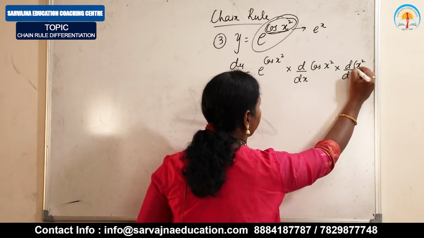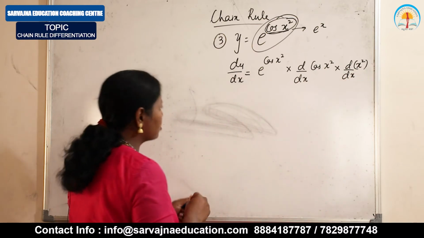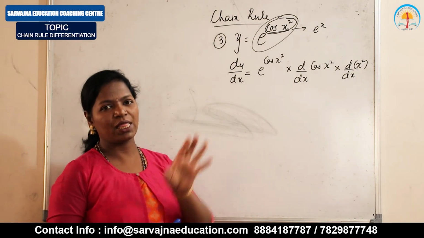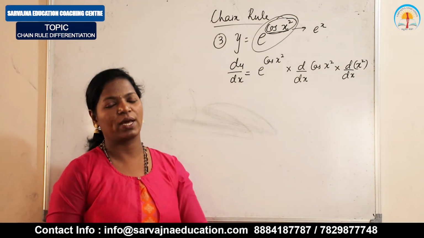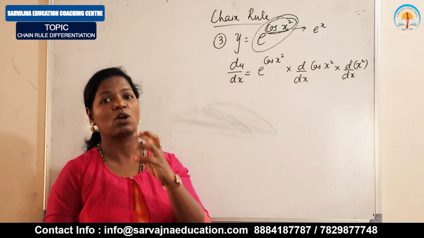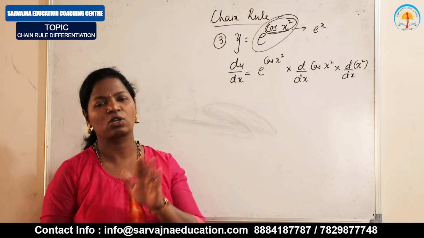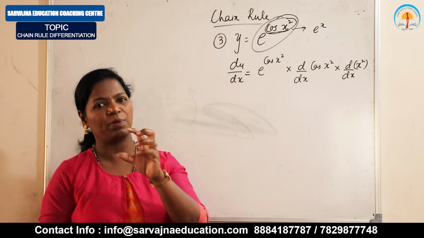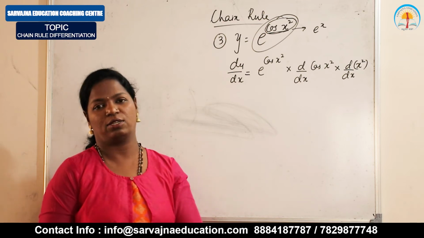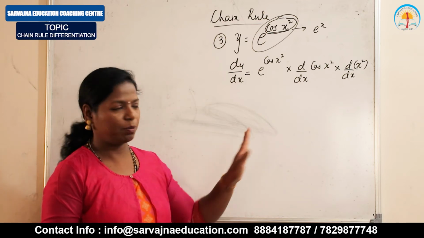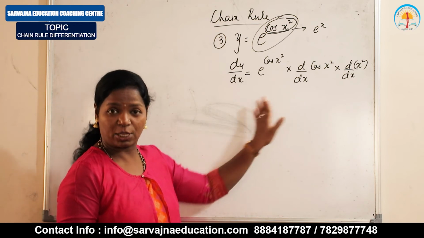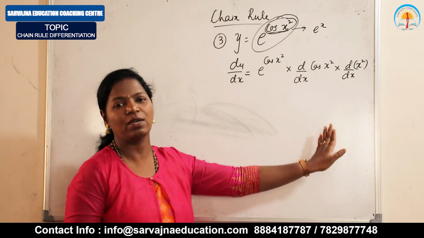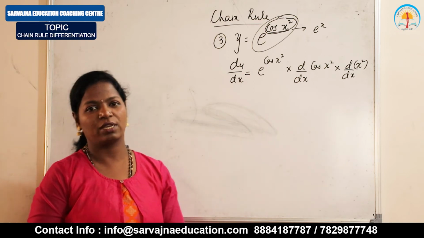x square. See here, there are three functions. First looks like e power x. In the place of x, cos x square is there, but still it looks like cos x. But in the place of x, not cos x, not x, it is cos x square, no? In the place of x, x square is there. So there are three functions: e power x, trigonometric function, and x function. Correct? So we have to differentiate like this only.